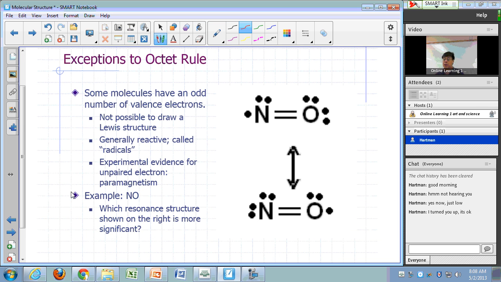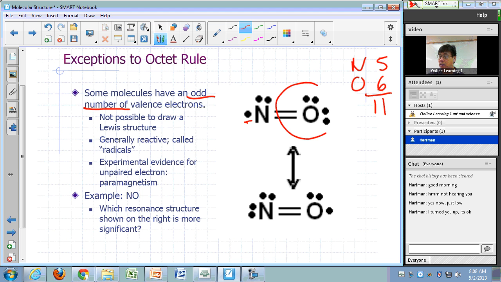Here's another exception. There are some molecules that, just as they exist in nature, have an odd number of electrons. So if you have an odd number of electrons, there's no way you can pair them all up. For example, nitric oxide, the molecule NO, has 5 from nitrogen and 6 from oxygen. That's 11 valence electrons. And this is the best way we can draw the Lewis structure: one of these atoms would have an unpaired electron.